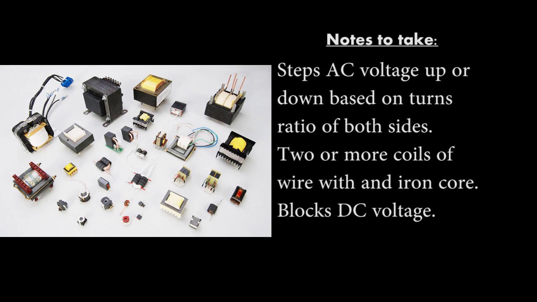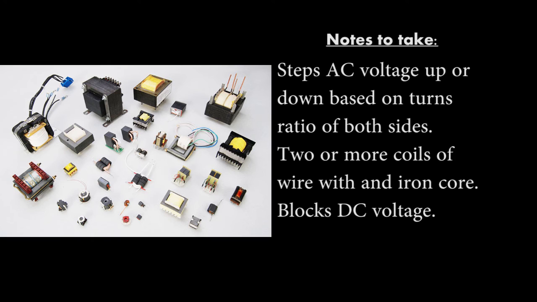Now all a transformer is, is two coils of wire and an iron core. How much voltage is stepped up or stepped down across a transformer is determined by the coils ratio. There may be more or fewer coils on either side of the transformer, and that's what causes the voltage to step up or step down. There may be the same amount of coils on both sides, which causes voltage to stay the same.